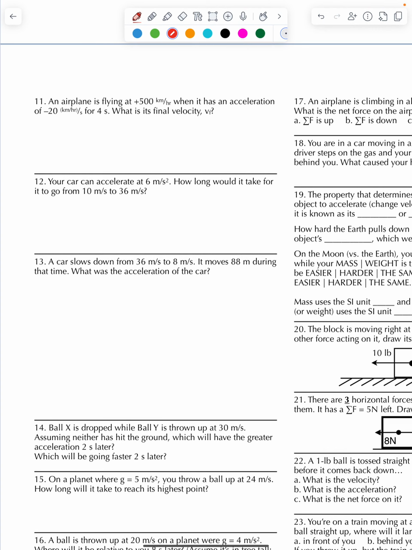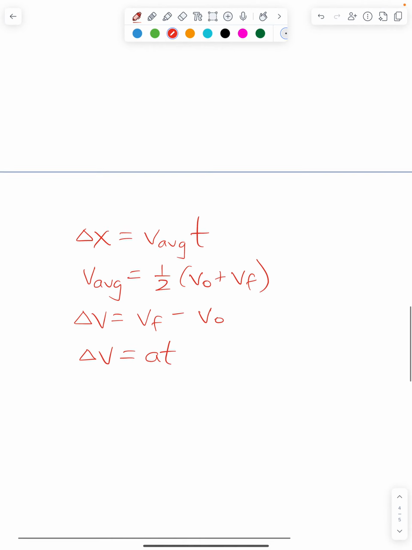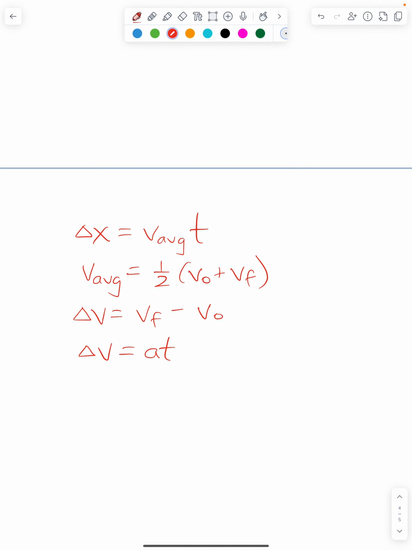An airplane is flying at 500 kilometers per hour when it has an acceleration of negative 20 kilometers per hour per second for 4 seconds. What is its final velocity, VF? So again, I'll come down here. You might have seen this earlier. These are some equations we'll use, plus I'm going to introduce 1 or 2 others that we really didn't learn until a later unit. But for this final exam, you could use whatever equations you want.